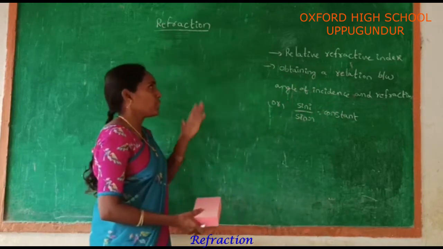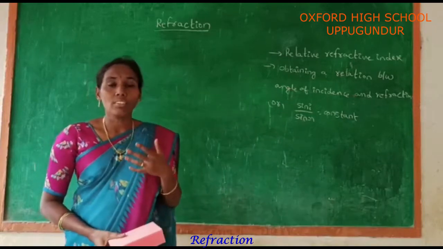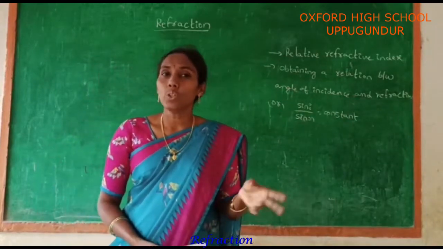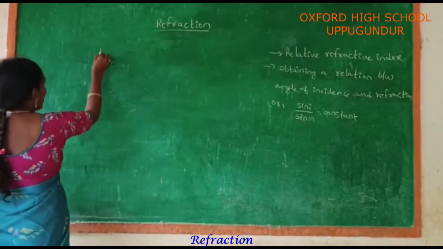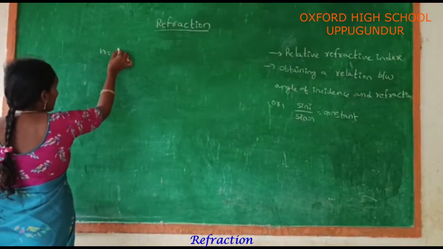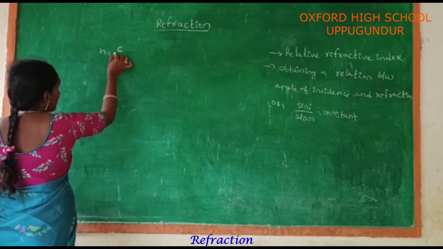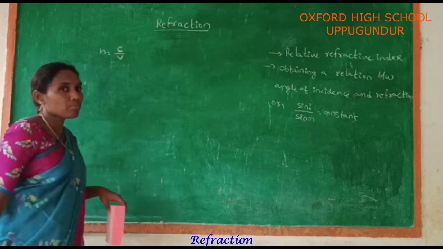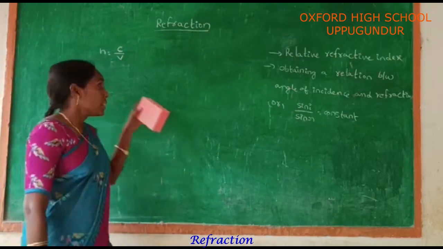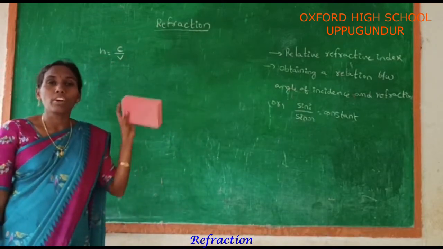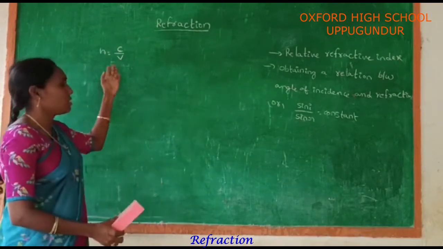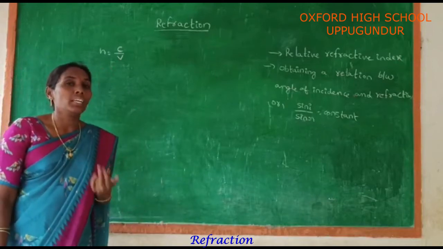What is relative refractive index? Relative is nothing but comparison. Already I said refractive index n is equal to speed of light in vacuum by speed of light in any medium, that is n equals c by v. C means speed of light in vacuum and v means speed of light in any medium.